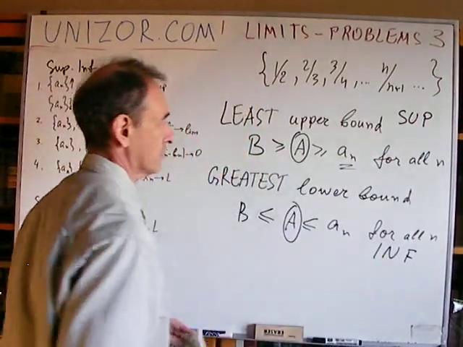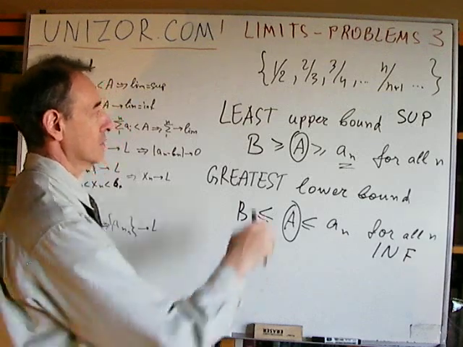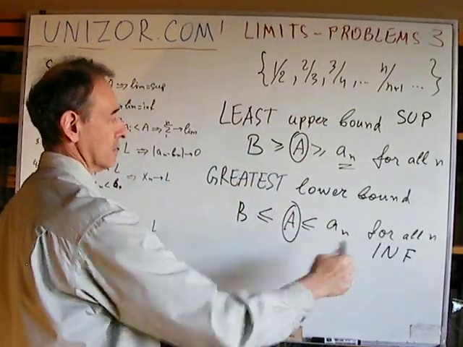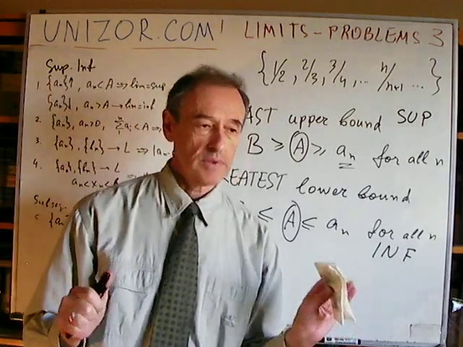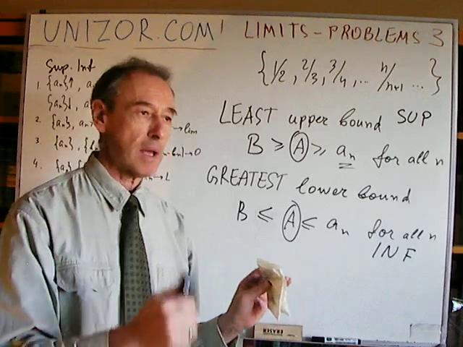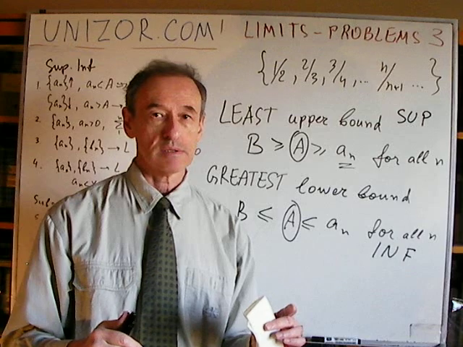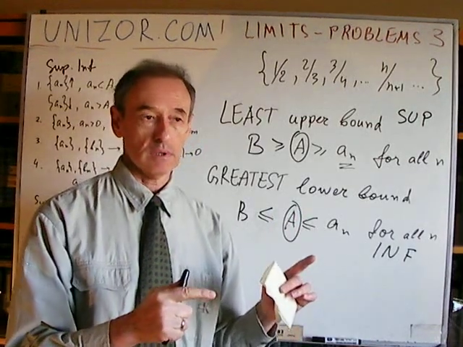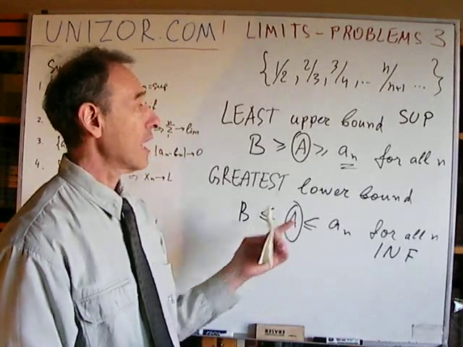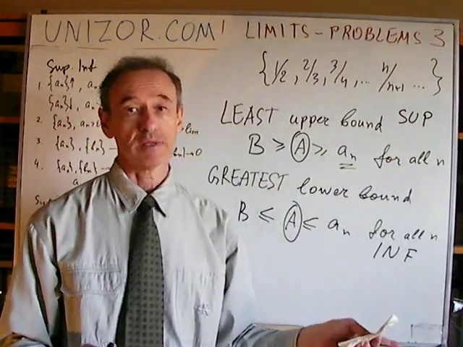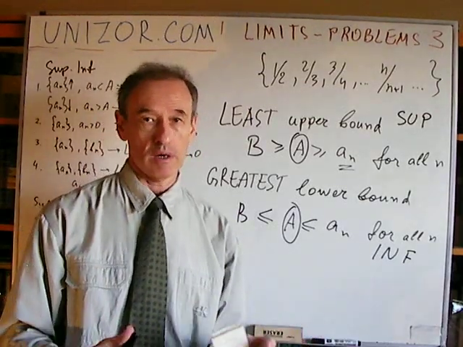Supremum, infimum. These are mathematical terms for least upper bound and greatest lower bound. These are concepts which are expanding the concepts of maximum and minimum to infinite sets. If a finite set is given, a finite sequence of elements, then obviously its maximum and supremum are exactly the same, and similarly its infimum and minimum are the same.